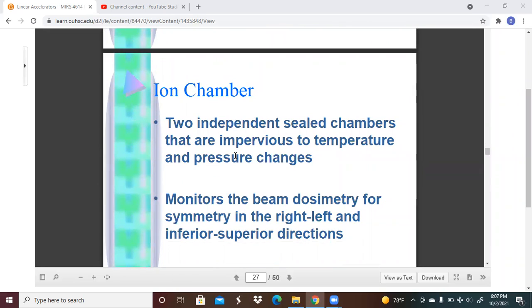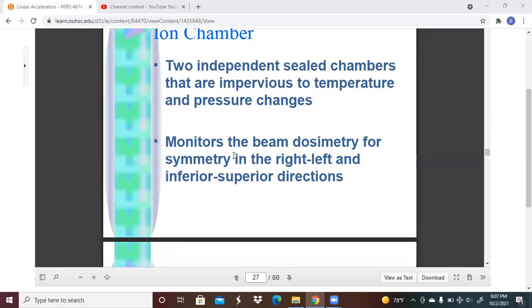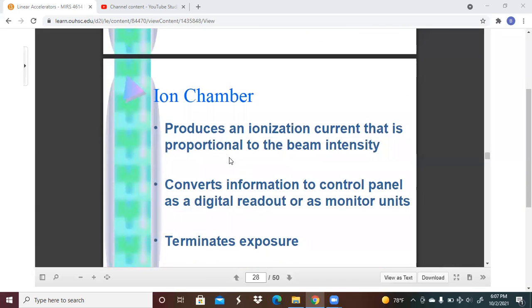Then you've got an ion chamber. Two independent sealed chambers that are impervious to temperature and pressure changes, so you don't have to worry about those changing and having an effect on this. And it monitors the beam dosimetry for symmetry in the right, left, and inferior-superior directions so that you have more of a homogeneous beam. Or it will tell you if you don't, actually, that's a better way to put that.